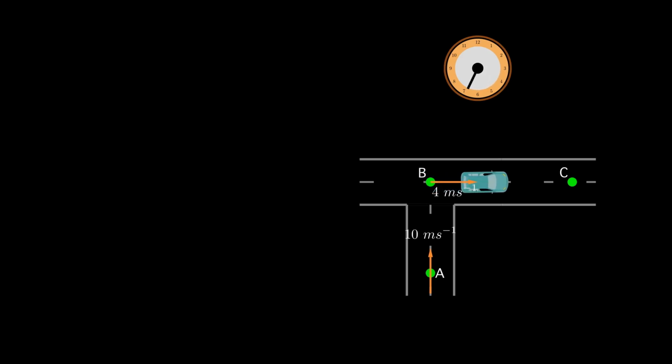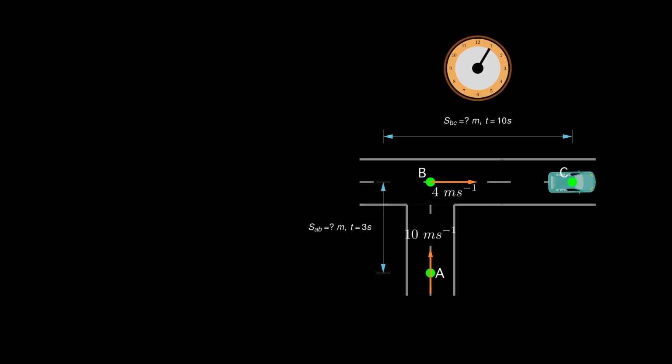After reaching point B, the vehicle makes a right turn towards point C, and continues its journey at a velocity of 4 meters per second, taking 10 seconds to travel from B to C. Our task is to determine the average speed and the average velocity of the vehicle over the entire journey.